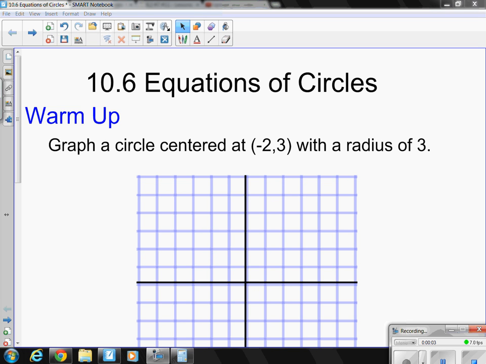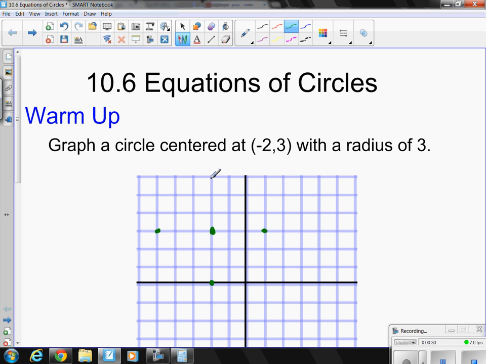10.6 Equations of Circles. To warm up, we're going to quickly graph a circle whose center is at (-2, 3) with a radius of 3. A radius of 3 means 3 units. So I'm going to go 3 units to the right, because these ones are easy to find, 3 units down, 3 units to the left. A circle, by definition, is all the points that are the same distance away from the center.